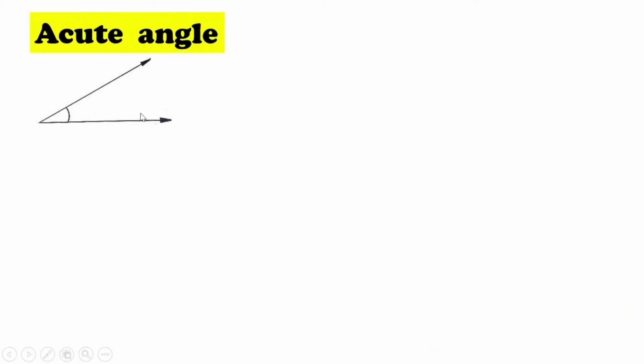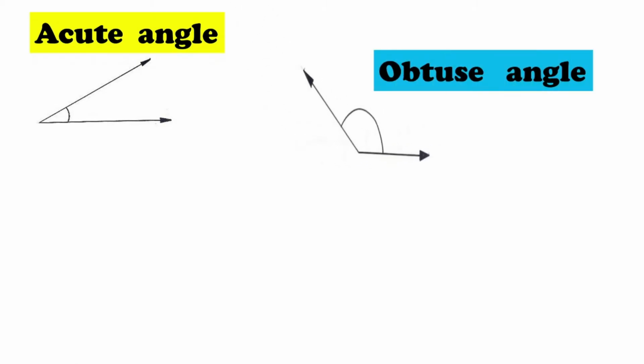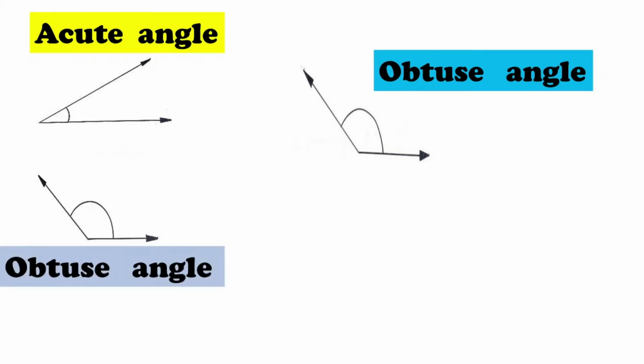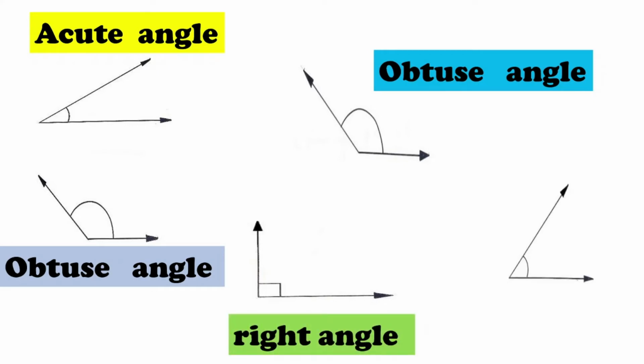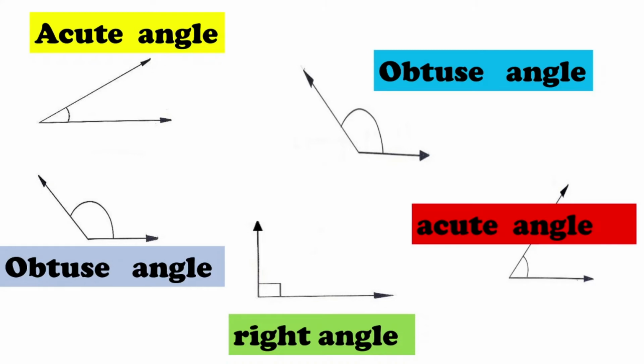Let us try this. What kind of angle is this? Alright, that is acute angle. Next, obtuse angle. Next, obtuse angle. Yes, right angle. Okay, that is acute angle. So, napakadali lang i-identify. If ever man na wala siyang measurement, madali nyo siyang ma-identify kung ito ba ay acute, obtuse, or a right angle.